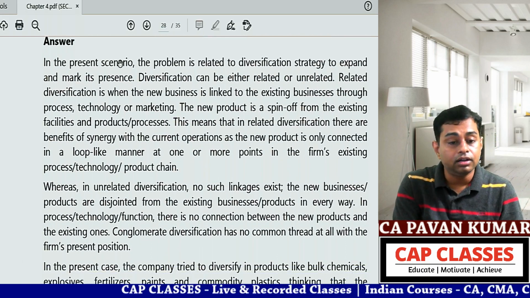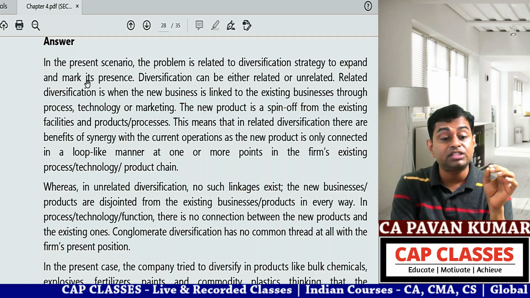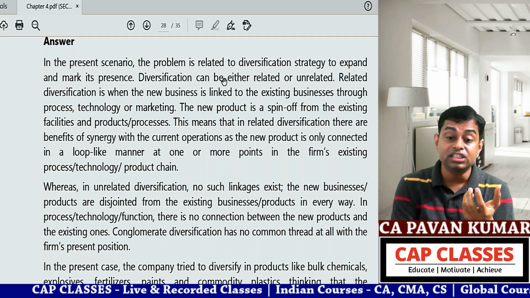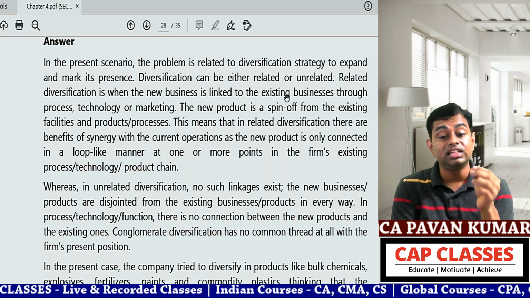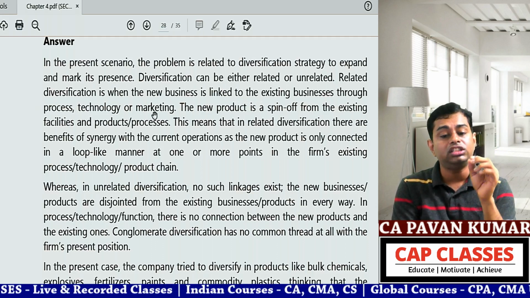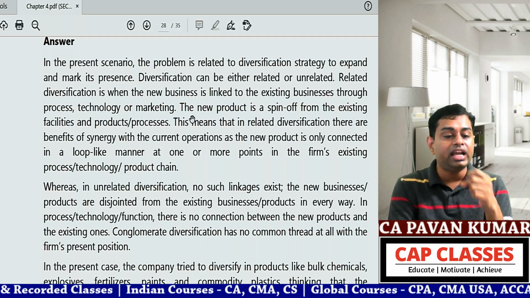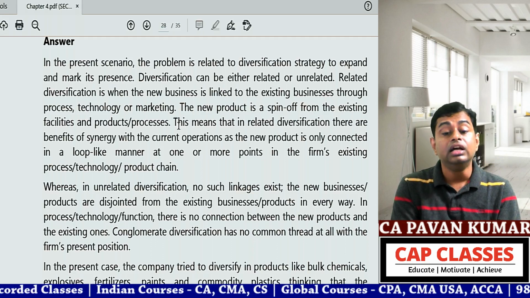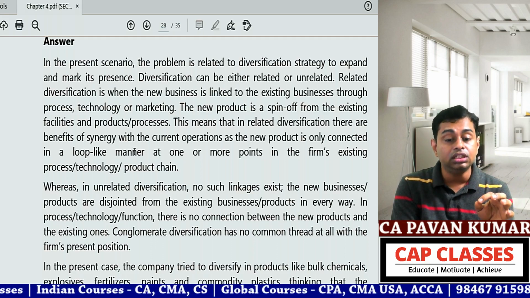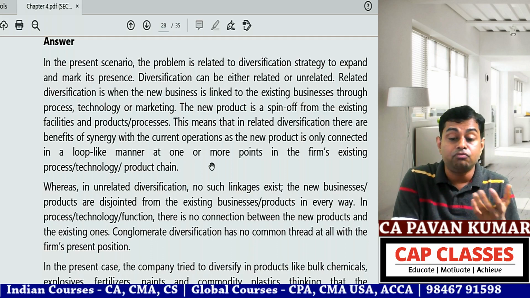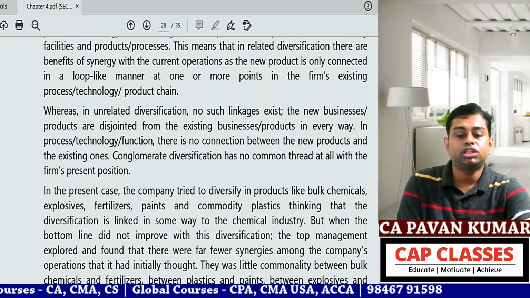So look here, in the present scenario, the problem is related to diversification strategy to expand and mark its presence. Diversification can either be related or unrelated. Related diversification is when the new business is linked to the existing business through process, technology, or marketing. All these things we have discussed many times. The new product is a spin-off from the existing facilities, products, or processes. This means that in related diversification, there are benefits of synergy from one or more points of the firm's existing process, technology, production.